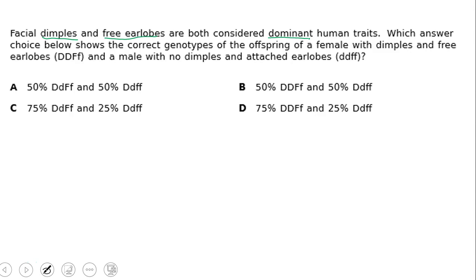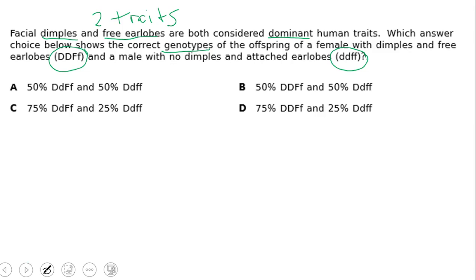Which answer choice below shows the correct genotypes, that's important, correct genotypes of the offspring of a female with dimples and free earlobes, so they actually give us the genotype, so that's nice, and a male with no dimples and attached earlobes. So he has all recessive traits, so he'd be homozygous recessive for both traits. So this is a dihybrid cross because we're dealing with two traits. We're dealing with dimples and free earlobes.